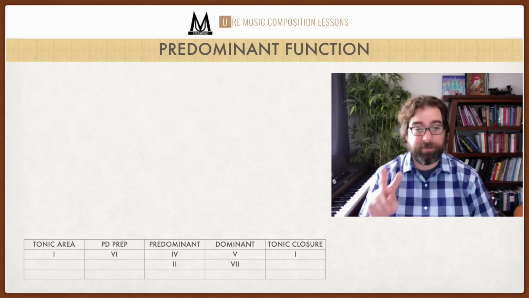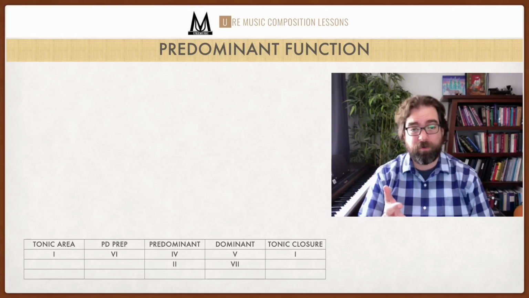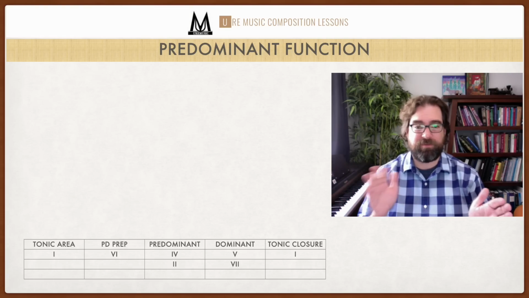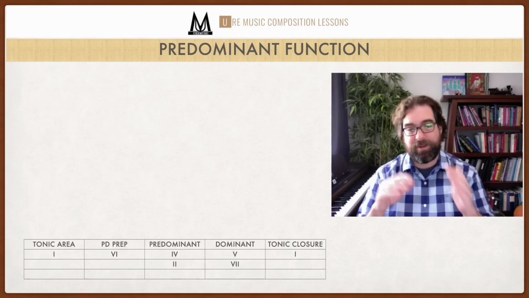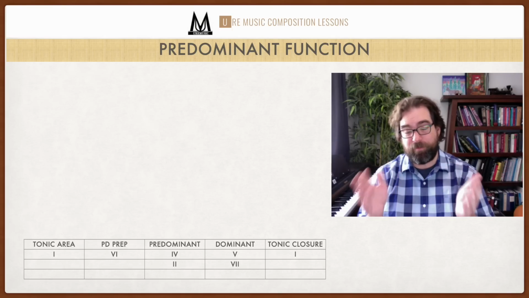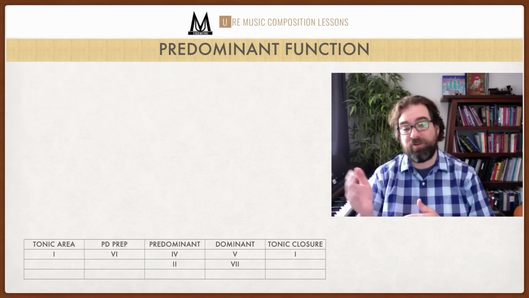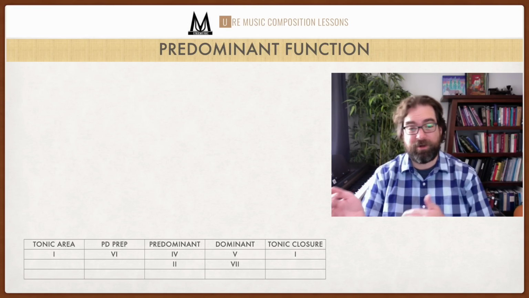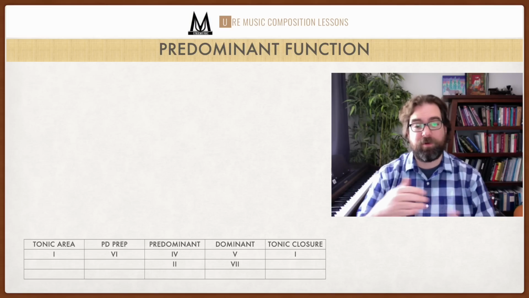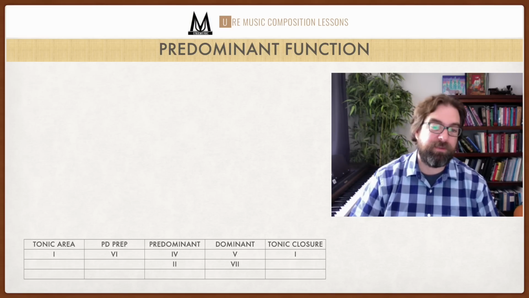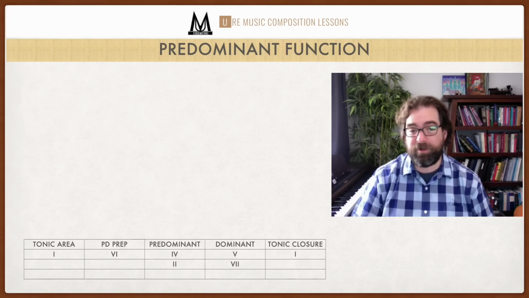So your typical predominant chords are going to be your 4 chord and your 2 chord. And notice I'm just using uppercase Roman numerals because it's assumed that you understand in a major key, the 4 chord is major, in a minor key it's minor. In a major key, the 2 chord is minor, and in a minor key it's diminished. So it's assumed you know the qualities based on the keys. Then the predominant moves to the dominant, and this would be a more complete expanded phrase model.